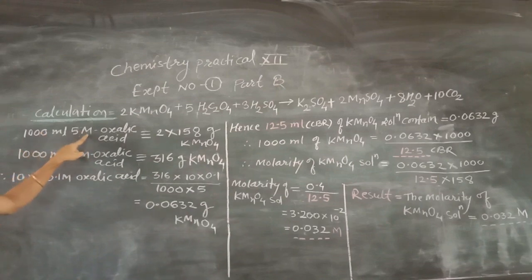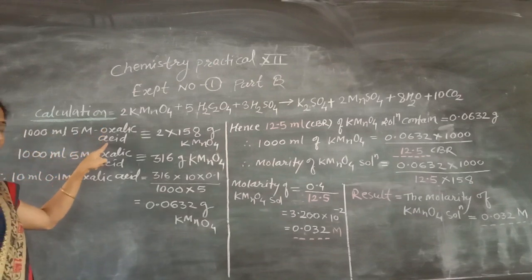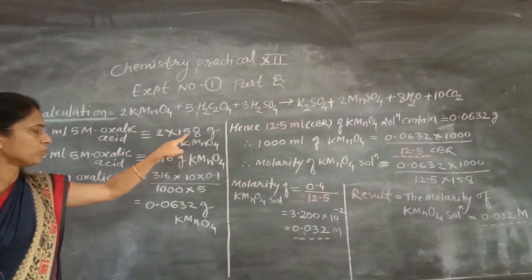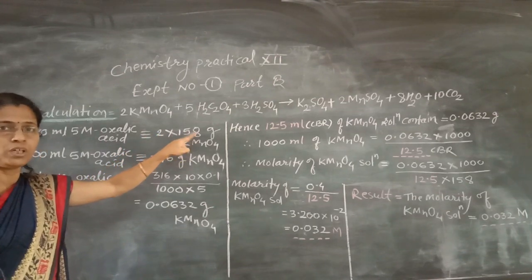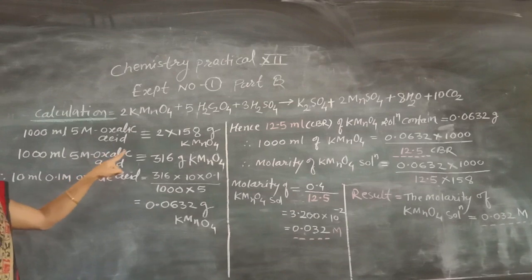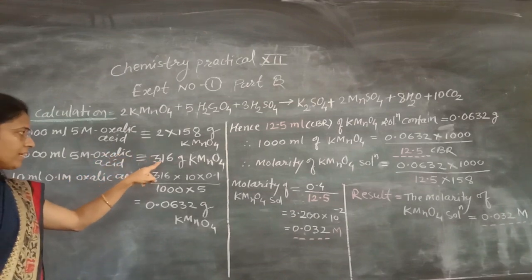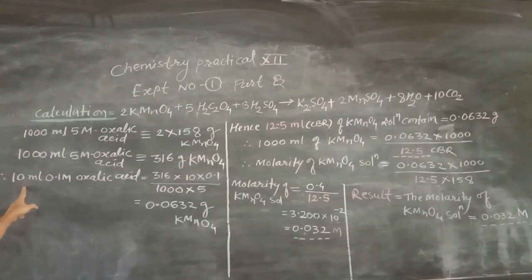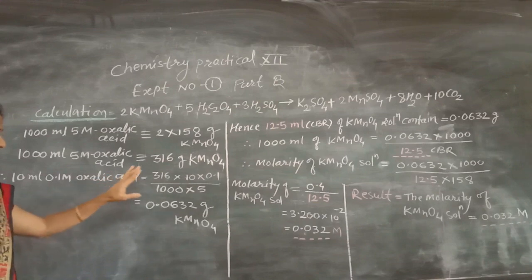We find out molarity in 1 liter. So I write here 1000 ml. 1000 ml of 5 molar oxalic acid combines with 2 moles of KMnO4. 158 is the molar mass of KMnO4. So we get 1000 ml 5 molar oxalic acid combines with 316 gram of KMnO4. So 10 ml 0.1 molar oxalic acid combines with how much?